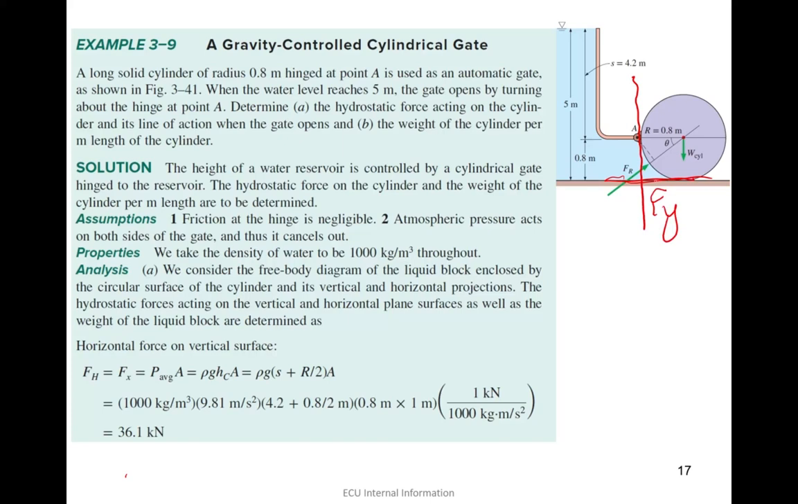One Fy acting upward from here, then this weight acting downward. So vertical would be Fy minus the weight of water in there. That's all. Now try to do it yourself and then see what you're getting. I leave this example, which is from your textbook, for you to do.